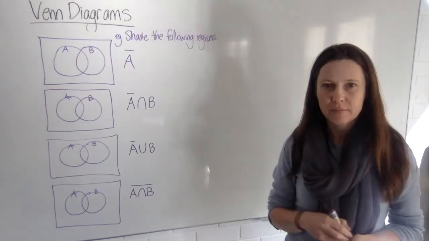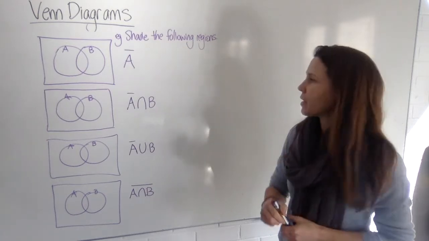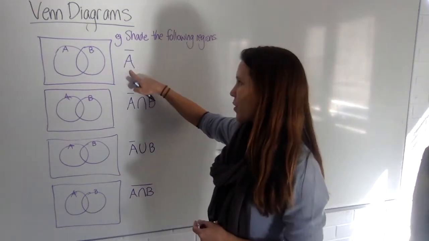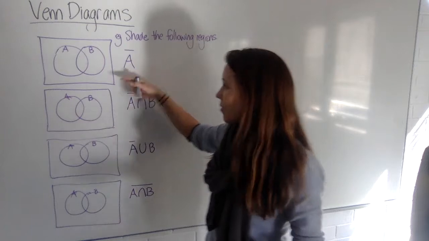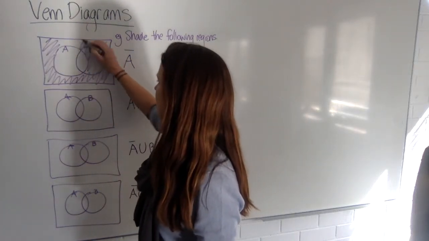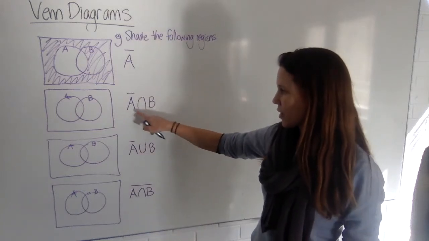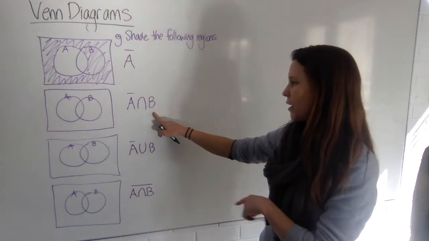Now let's do a little bit more practice by shading these regions. If we want to shade everything that is not A, well, that's pretty straightforward. We're just going to shade everything that's not in the A circle. Here we need to shade the intersection of not A and B.